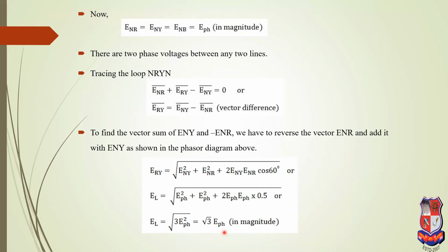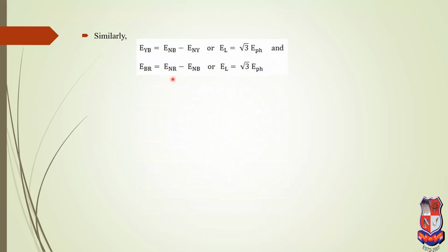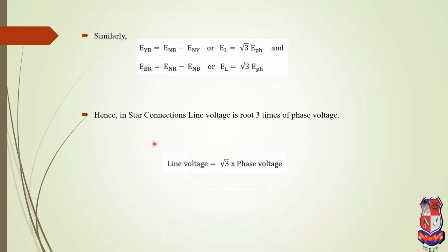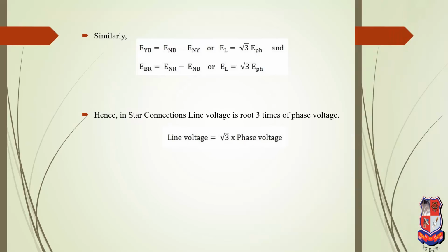Therefore, in star connection, the line voltage and phase voltage are given by the relation EL is equal to root 3 E phase. Similarly for the other lines, Y and B, and B and R. So in star connection, the line voltage is root 3 times the phase voltage. This is the relation between phase voltage and line voltage in star connection. Line voltage is equal to root 3 V phase.